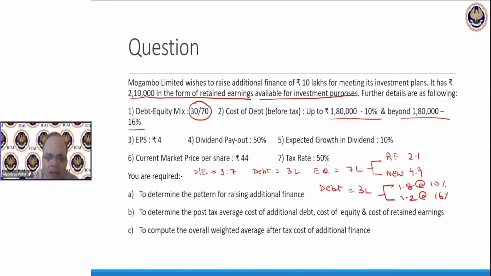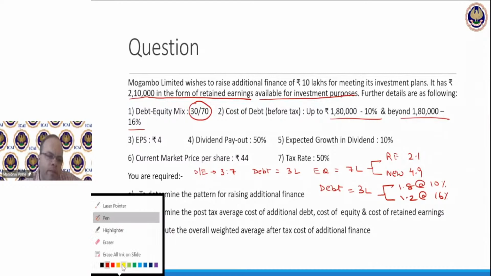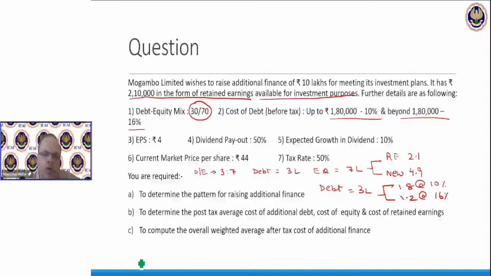So I'm going for the next one now. I'm waiting for your answers. First, you need to tell me the average cost of additional debt. I think they've given you the tax also, 50%, right? So we're talking about cost of debt, 10% will be 8% here. And the ratio seems to be 1.8 and 1.2, right? So that means 3:2.